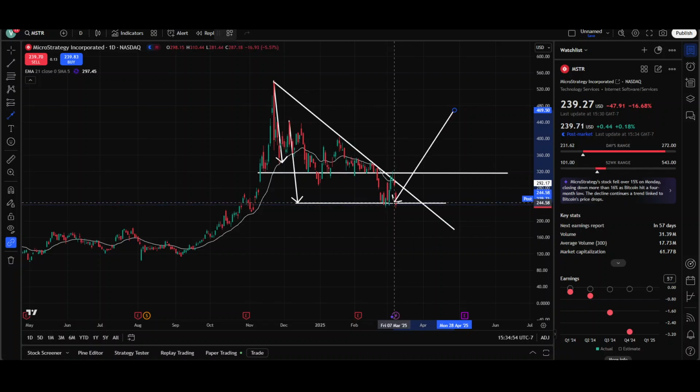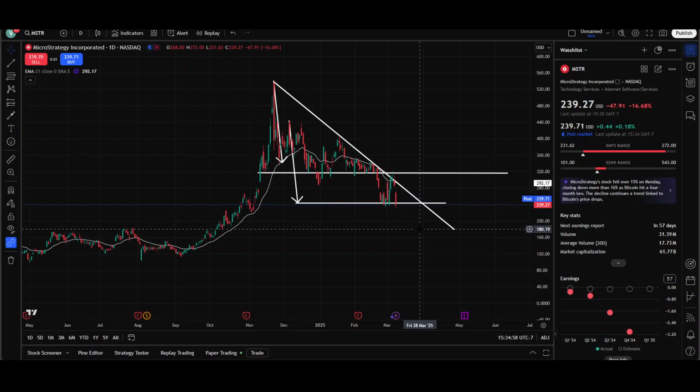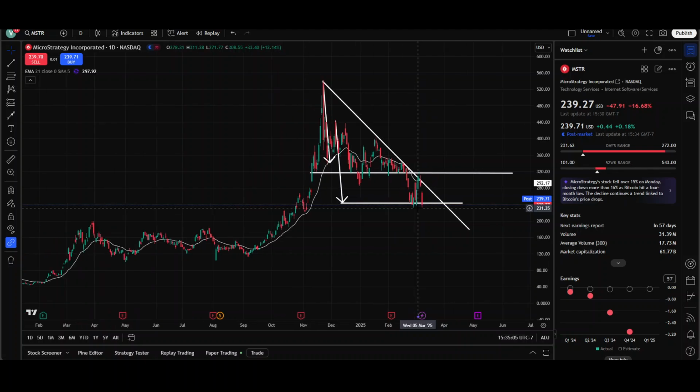Now price is back at support, so maybe this is going to be a double bottom for price to bounce off of. Probably not. Normally, if price was going to move up higher, it should have done it already. I think there's still potential for a little bit more downside for MSTR.